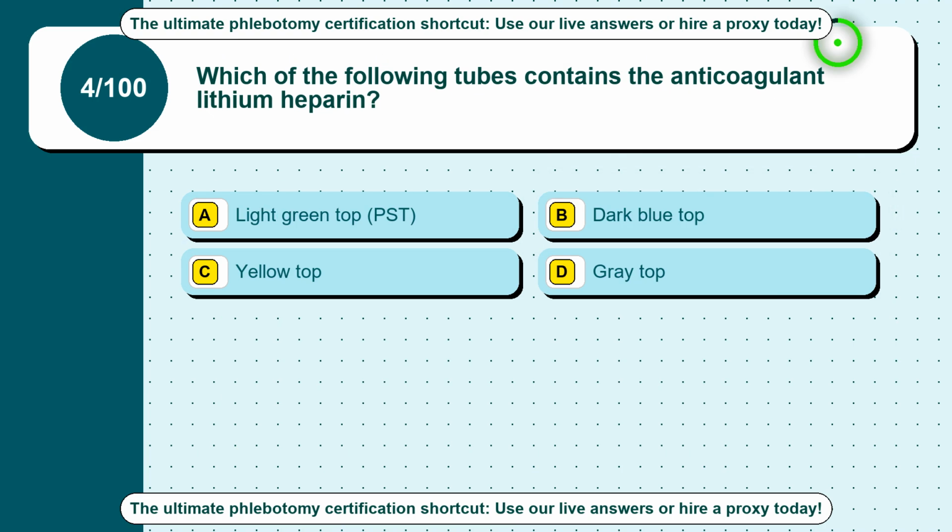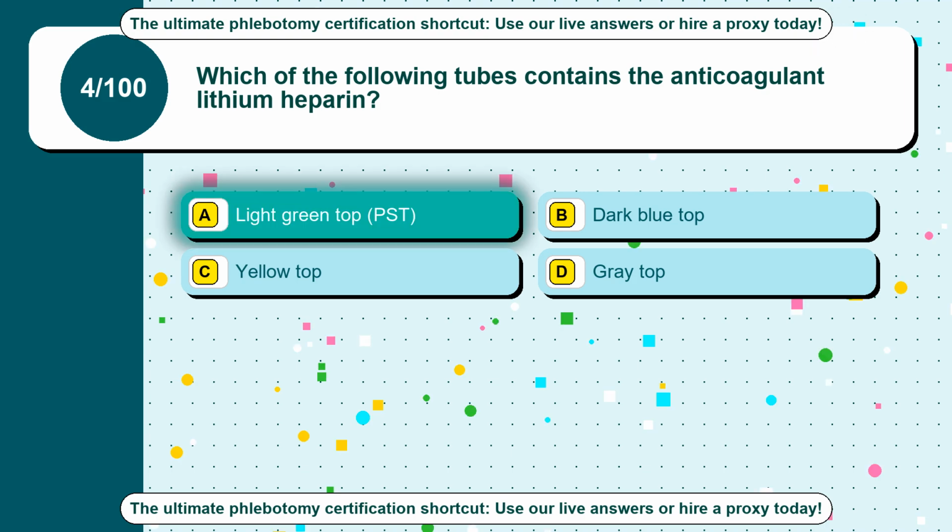Question 4. Which of the following tubes contains the anticoagulant lithium heparin? Option A. Light green top, PSD. Option B. Dark blue top. Option C. Yellow top. Option D. Gray top. The correct answer is option A.